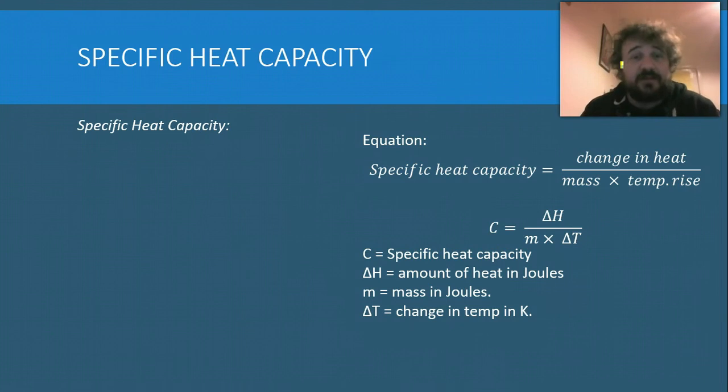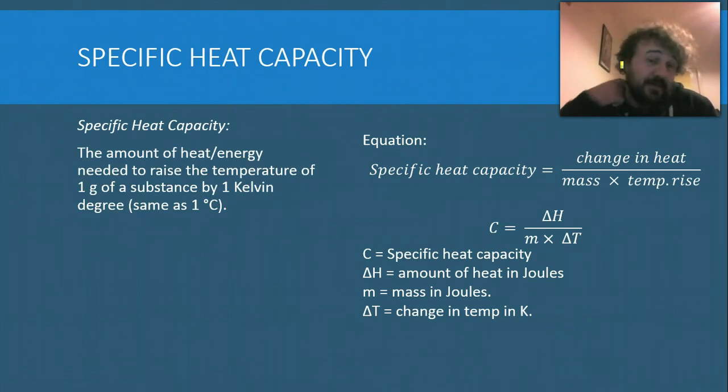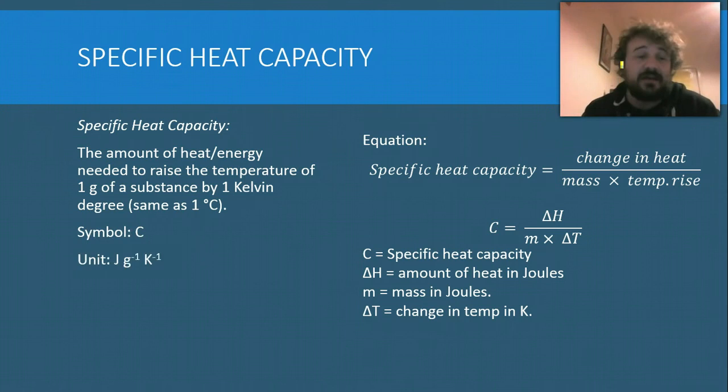Now, what is specific heat capacity? Basically, it's the amount of energy or heat needed to raise the temperature of 1 gram of a substance by 1 Kelvin degree, which is the same as 1 degree Celsius. It's just zeros for 273 degrees further back. The symbol is capital C, but the unit is joules per gram per Kelvin, and that should give you some clue as to what the formula is going to look like, which we have over here.